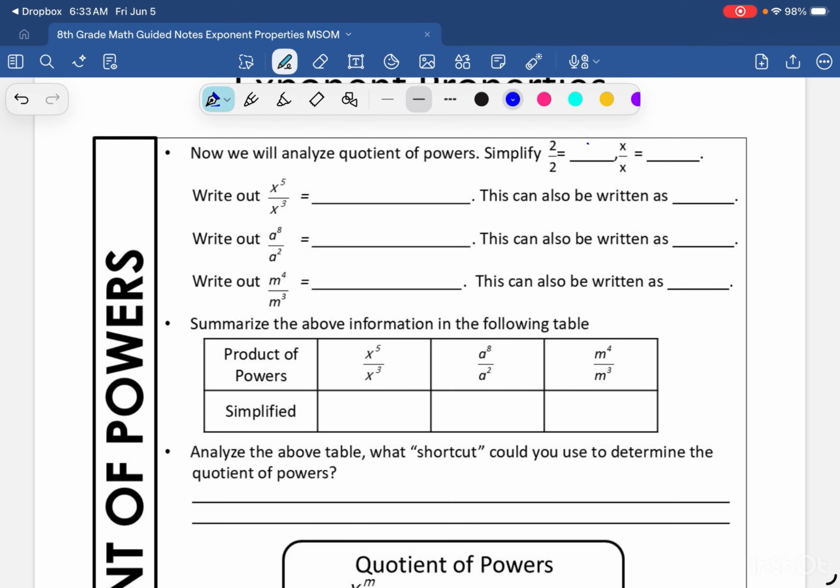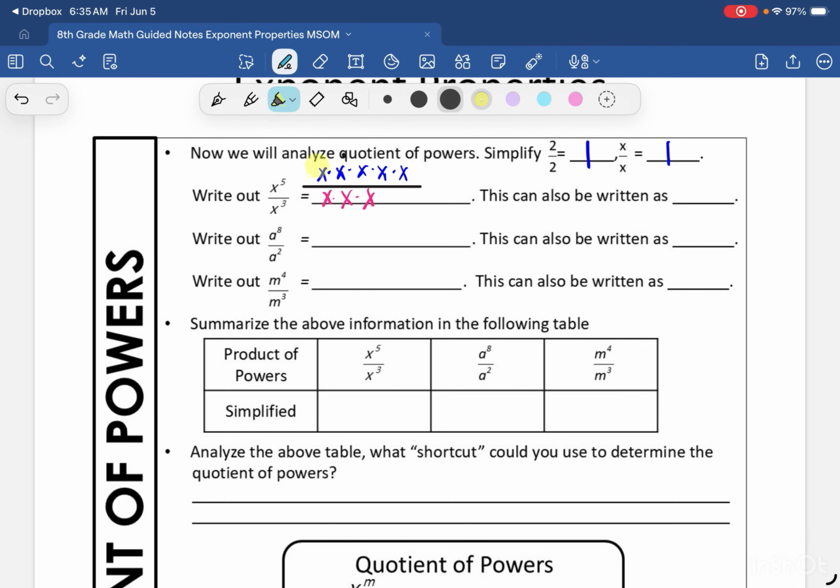So 2 divided by 2 equals 1. X divided by x equals 1. So this is reviewing that anything divided by itself will always equal 1. Write out x to the 5th over x cubed. So I have x times x 5 times on the top in the numerator. Then I have x cubed, or x times x times x in the denominator.